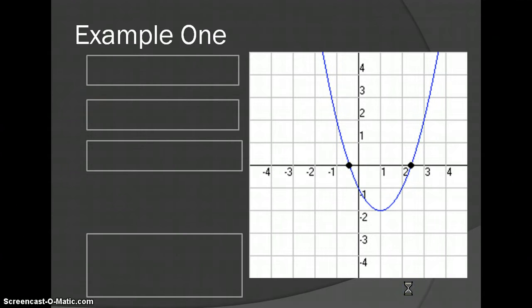Let's learn a little bit more about this example that I have here. Let's actually define the parts to it. So, you notice the parent function had a vertex at 0, 0. This graph does not have a vertex at 0, 0. It has a vertex over here. So we cannot define it exactly as the parent function. You can tell that this parabola is opening up by looking at it, so that allows you to know that a is going to be greater than 0.